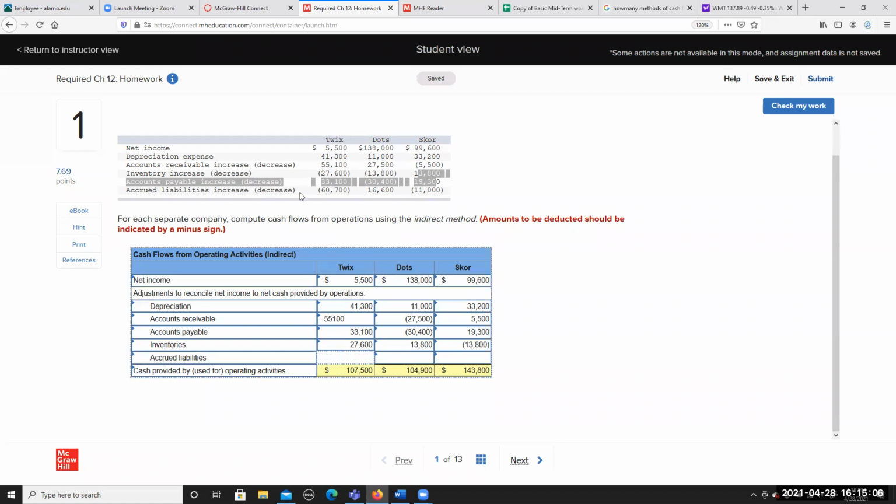Accrued liabilities, what you owe people. Accrued liabilities increase. So this is a decrease, so that means our cash went down, we paid down. Here, we owe people money, accrued liabilities. Maybe you owe on income taxes or insurance. So if it went up, your cash went up because you didn't use your cash to pay.